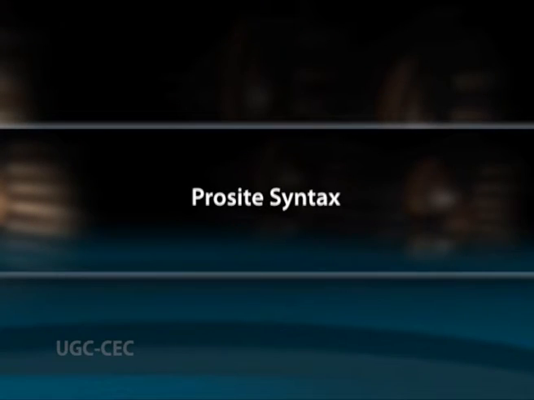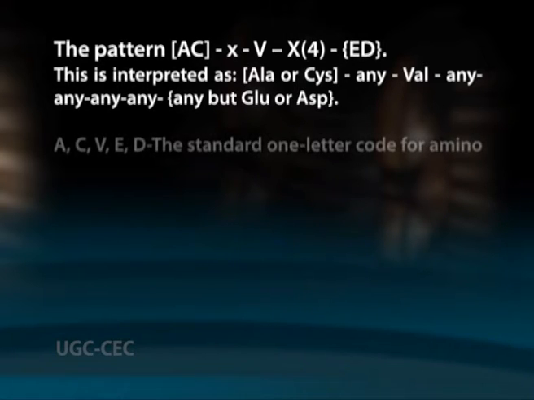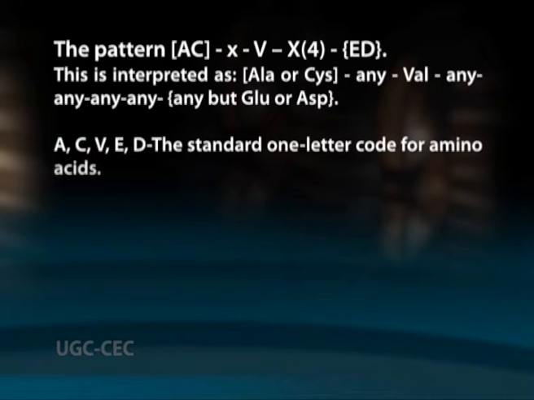the scientific community. Here you can see an example of a PROSITE syntax, the pattern [AC]-x-V-x(4)-{ED}. This is interpreted as alanine or cysteine in the first position, any residue in the second position, valine in the third position, any residue in the next 4 positions, and any residue but not glutamic acid or aspartic acid in the last position.